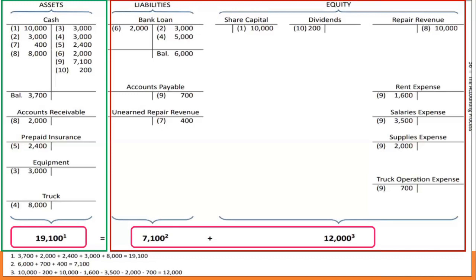Now, if you happen to notice, under the cash account you have figures under the debit side. You also have figures under the credit side. Each of these figures has a corresponding number beside it, right? For example, for $10,000 under the cash account, you have number one. For $3,000, you have number two, and so on and so forth. Take note that these numbered items refer to the transaction number.